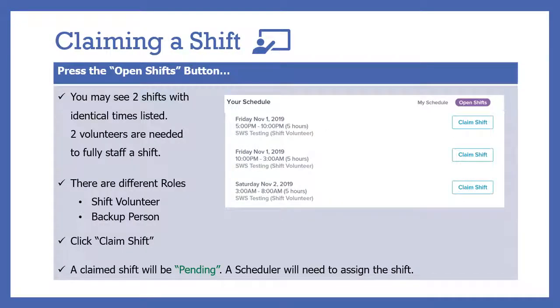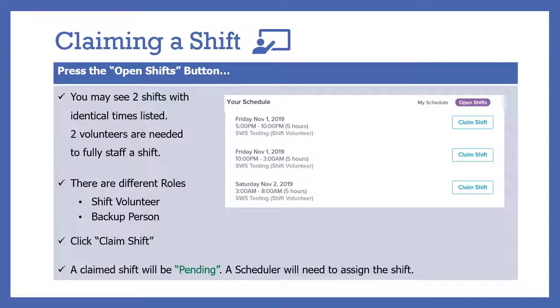Once you press the Open Shifts selector on your personal dashboard, you will see a list of open shifts at your chosen location. These shifts will be listed by date and time for the shift. This list will also include information about the roles for each shift. Here is an example of one activation day.